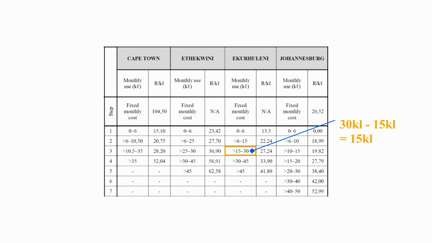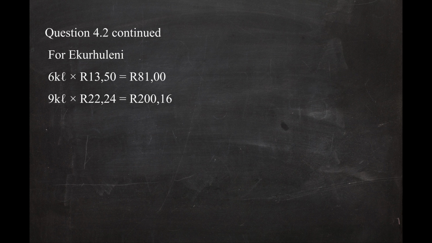This means that you will only be charged 27 Rand 24 cents per kiloliter up to a maximum of 15 kiloliters of water consumption. You must find the difference between the maximum value in step 3 and the maximum value in step 2 because you have already been charged for the usage of 15 kiloliters of water in step 1 and step 2. So the cost for step 3 will be 15 kiloliters multiplied by 27 Rand 24 cents per kiloliter, and this equals a cost of 408 Rand 60 cents.